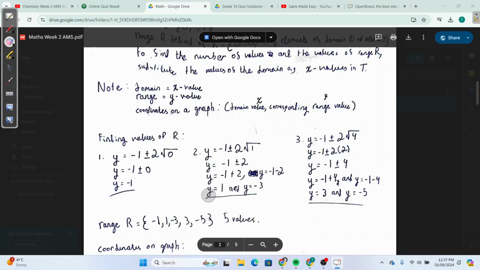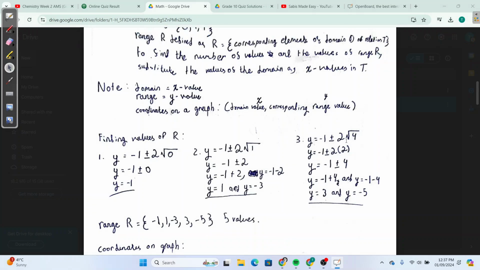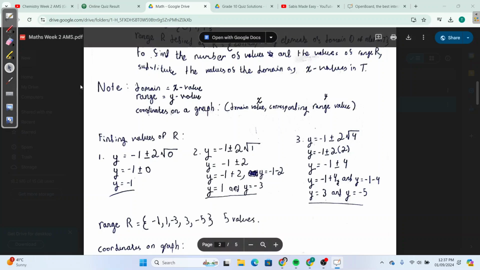Okay, so negative 1 plus or minus 2 root 4. Negative 1 plus or minus 2 multiplied by 2 because root 4 is 2. Negative 1 plus or minus 4. Negative 1 plus 4 is 3. And negative 1 minus 4 is negative 5. Those are our two y values. Okay.